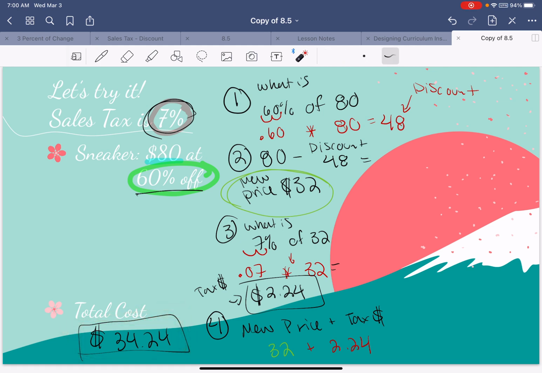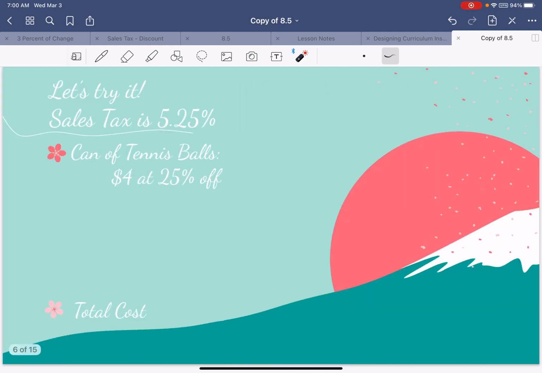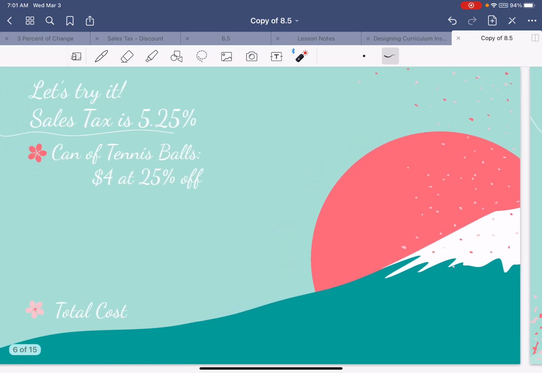34.24. So there's just 4 steps, okay? And they're pretty similar. We're just doing the same things. We just change if we subtract or if we add, and then we change the percents, okay? So we're just going to follow these steps. I want you to pause this video, and I want you to just try this one, okay? Just try this one on your own, and then once you've tried it, come back, okay?